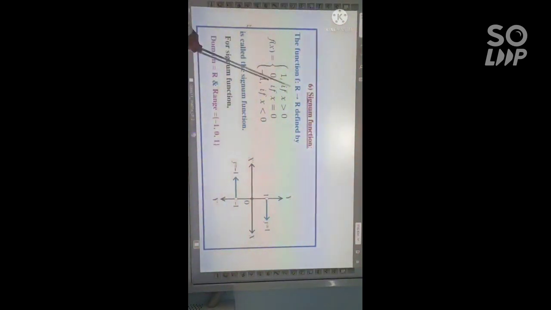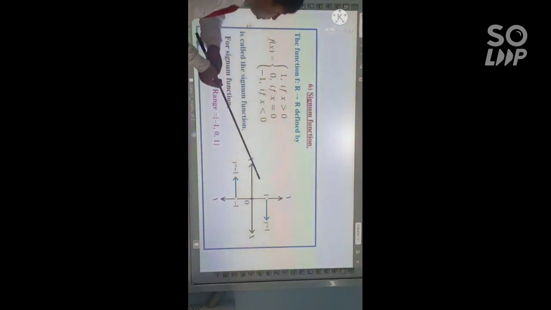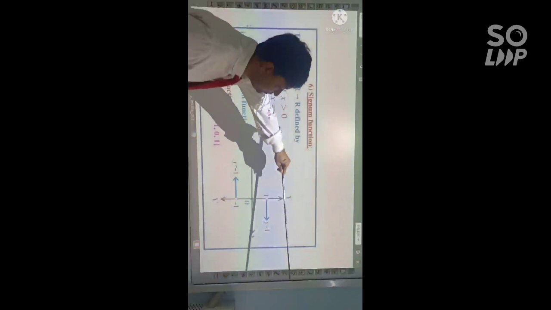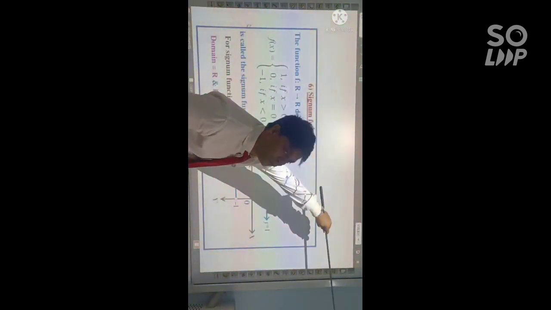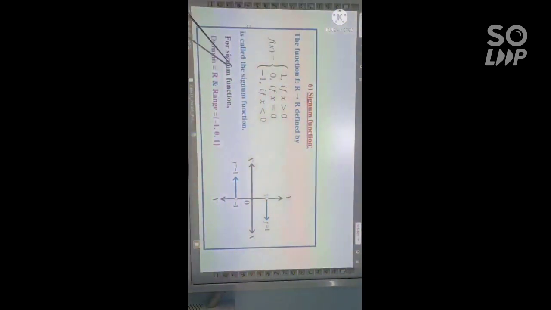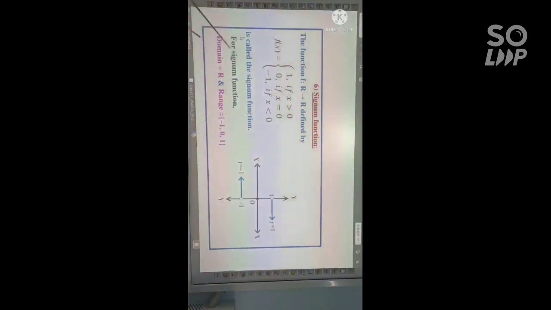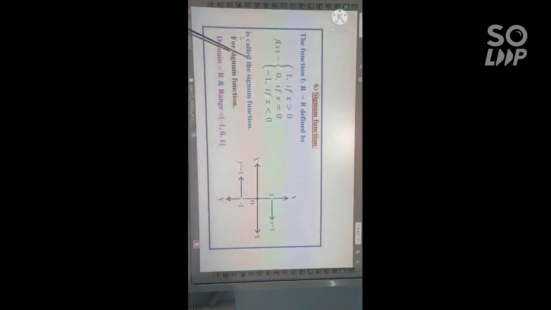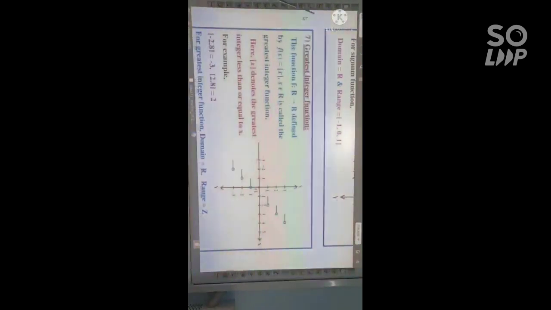For x greater than 0 it is 1. If x is greater than 1, we find 2, 3, 4 in the stepwise condition. This is called the signum function. For the signum function, domain equal to R and range equal to minus 1 to 1, not minus 1 to 0. This is minus 1 to 1.